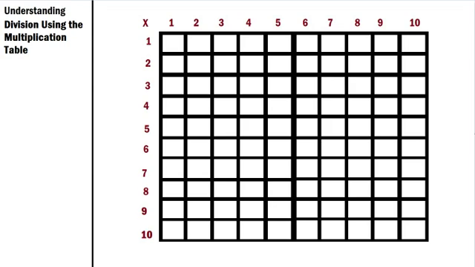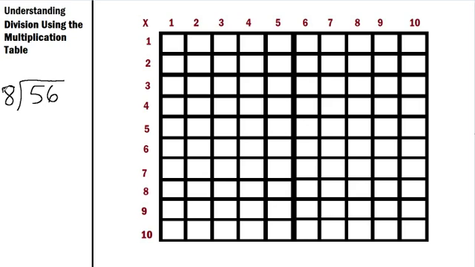Let's say we have a problem that is something like 56 divided by 8. And what that means is we have 56 things and we're putting them into groups of 8.